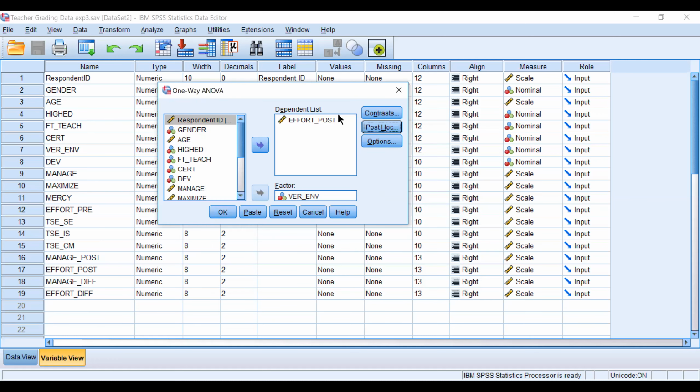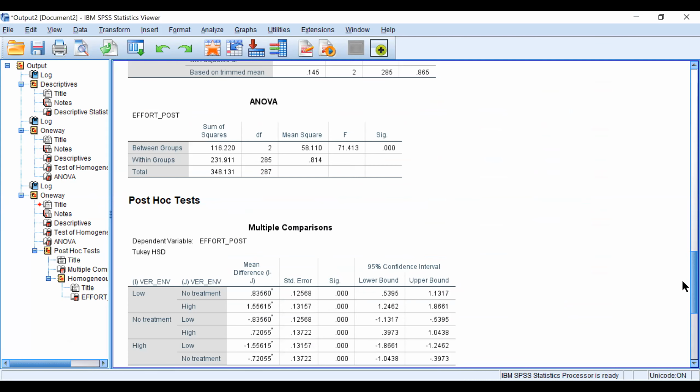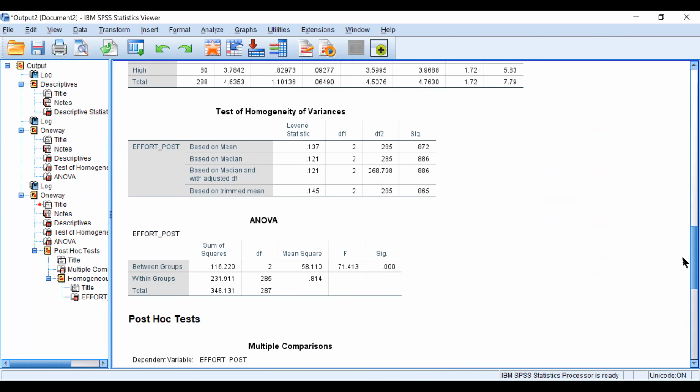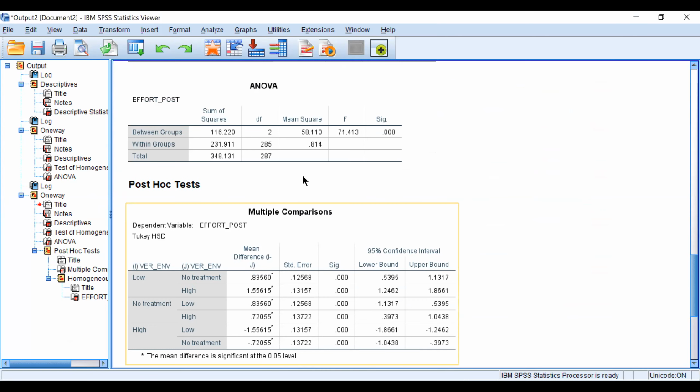And otherwise, note this is exactly the same analysis. It's just we're going to look a little deeper. So we're going to get the same results, the descriptives and the test of homogeneity of variance. Oh, you can't see this, I'm sorry. We're going to go past where it says that the omnibus null hypothesis is rejected.